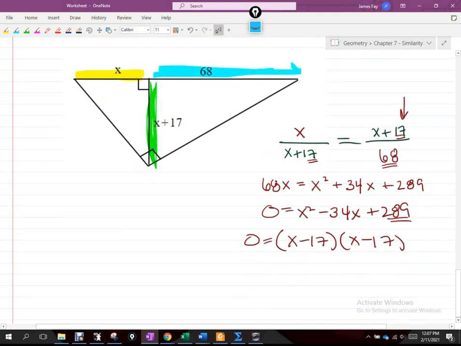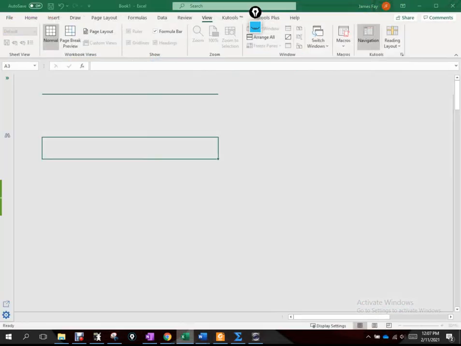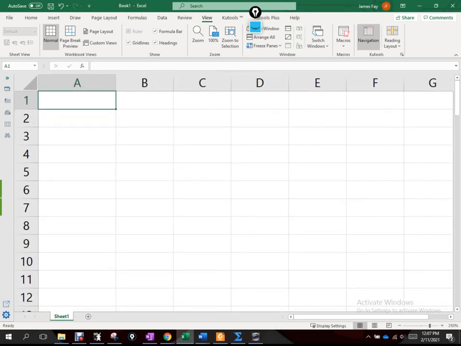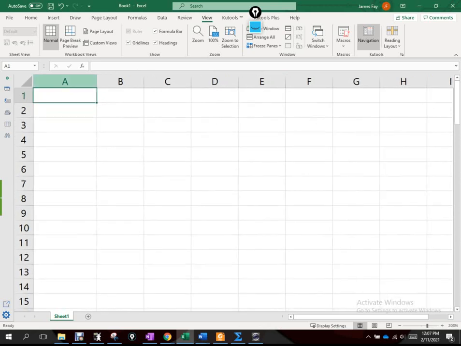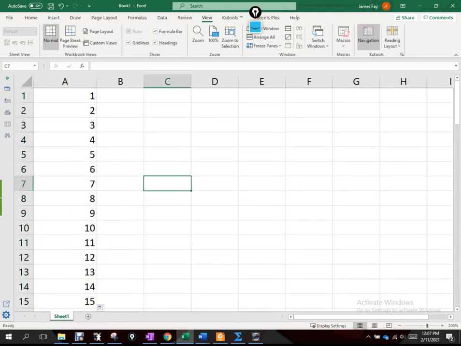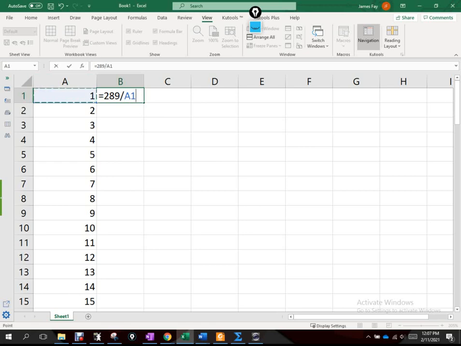Now, to find those, if you struggle with your factors, my suggestion is just to grab Excel, or you can do this on the TI-84 as well. I'm going to create a quick table of values that go from 1, 2, 3, 4, 5, and then I'm going to drag them down. You can type them in. There are shortcuts to doing that. And then I'm just going to type in equals 289, and I'm going to divide it by what is in that cell right there and hit enter.